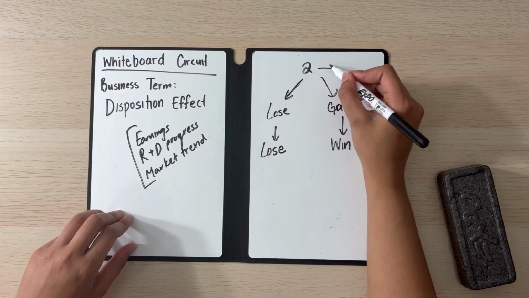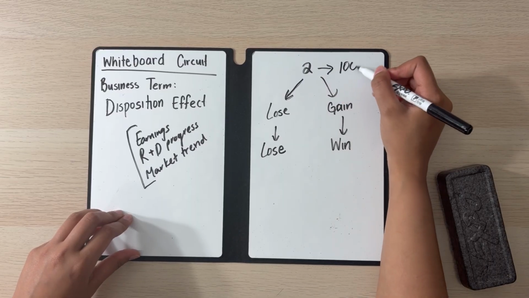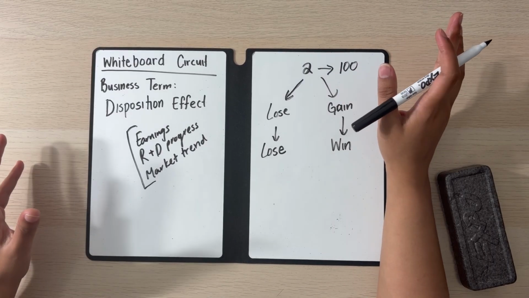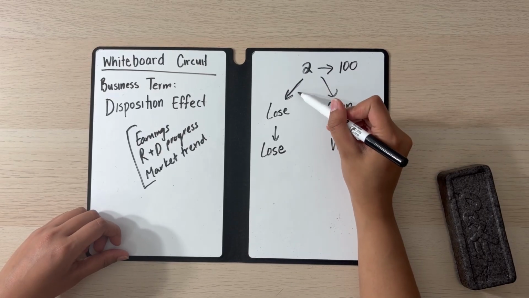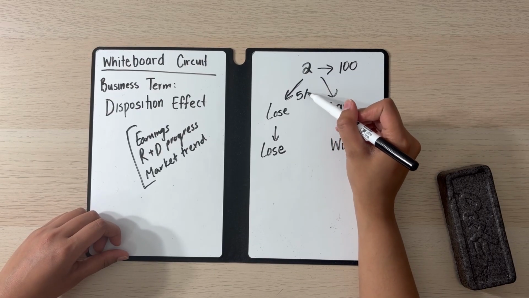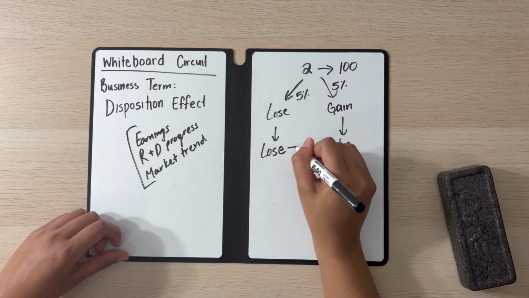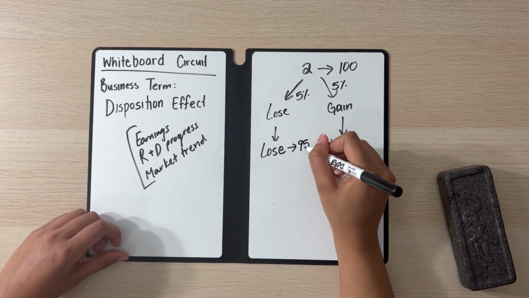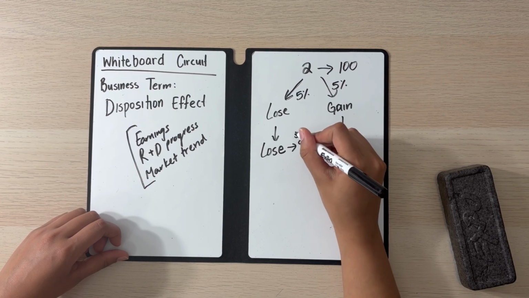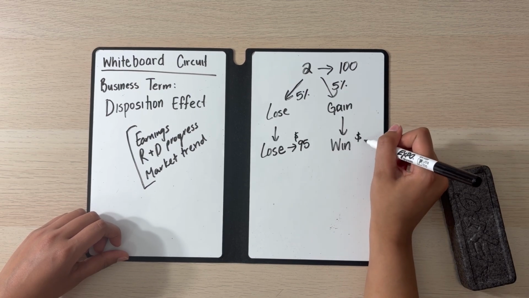Now, let's say we invested $100. I'm saying 100 just to keep the percentages simple. And we lose 5% versus gain 5%. So once we lose 5%, we have $95 here, and here we have $105.